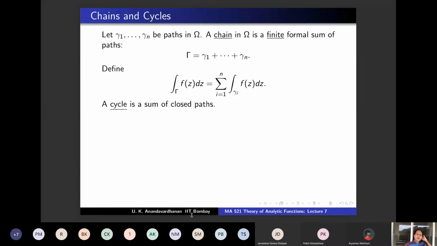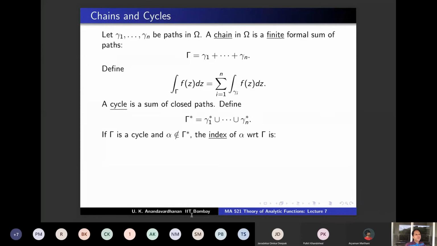A chain is a cycle if each of the gammas is closed. So a cycle is a sum of closed paths. In Rudin's notation, if you put a star, it's the image. Gamma is a map from some closed interval to C, and you take the image. What you see in C, that's gamma 1 star. So gamma star is the union of all of these. If gamma is a cycle, and alpha is not in gamma star, alpha is not in the image of these paths, then we can define the index of alpha.